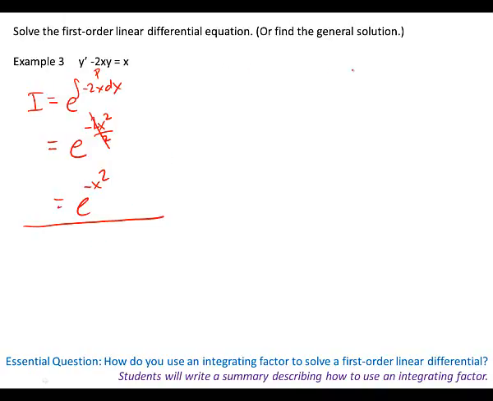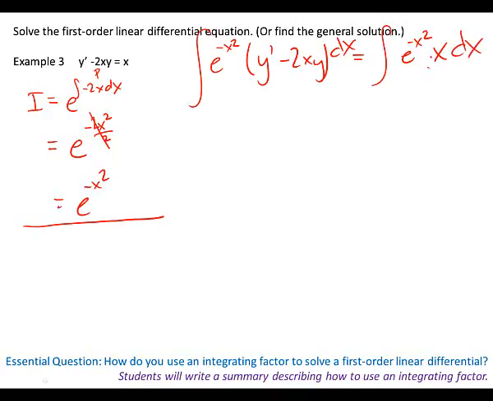The next step, and I'm going to do the next step over here, is that we have to multiply the integrating factor by both sides of the original function. So we have e to the negative x squared times y prime minus 2xy equals e to the negative x squared times x. Then we are supposed to integrate both sides, so I have to throw the integral symbols and the dx's on there. Okay, let's use our shortcut. So when I see this, what do I get when I integrate it? Times y. Perfect. That's it, right?